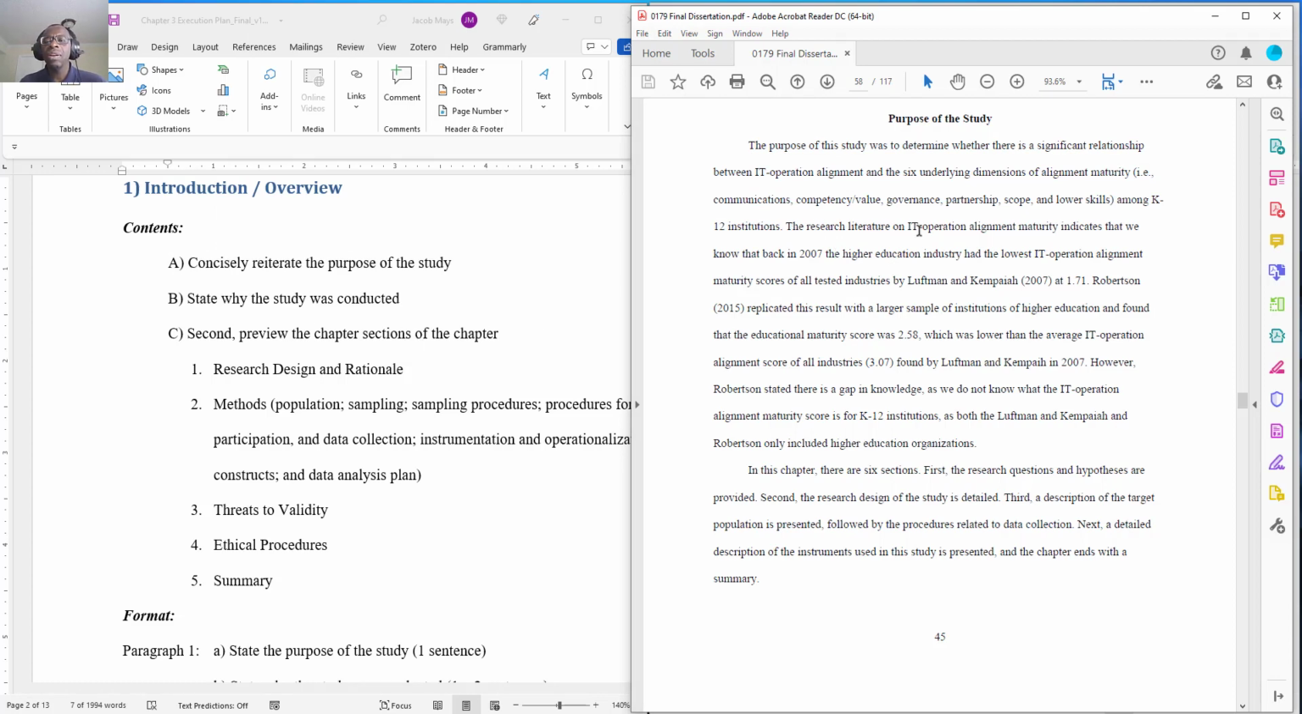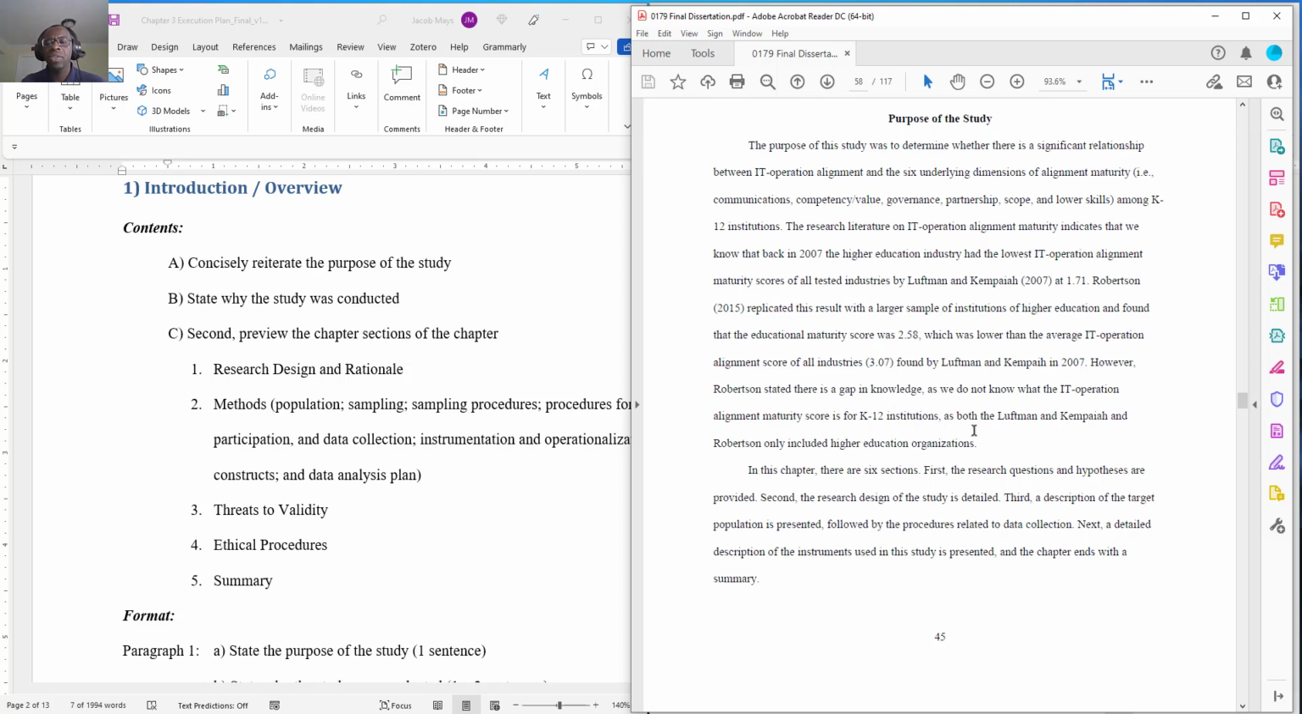The research literature on IT operation alignment maturity indicates that back in 2007, the higher education industry had the lowest IT operation alignment maturity scores of all tested industries by Luftman and Kempaiah at 1.71. Roberts, 2015, replicated this result with a larger sample of institutions of higher education and found that the educational maturity score was 2.58, which was lower than the average IT operations alignment score of all industries of 3.07, found by Luftman and Kempaiah 2007. However, Roberts stated that there is a gap.